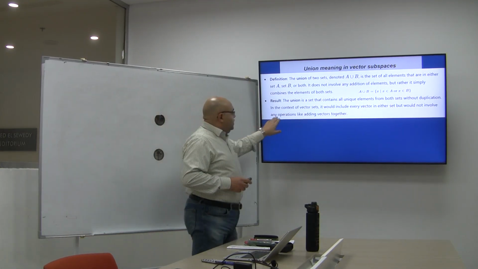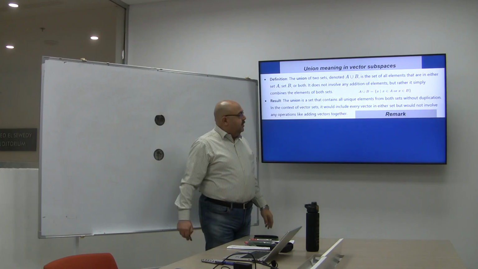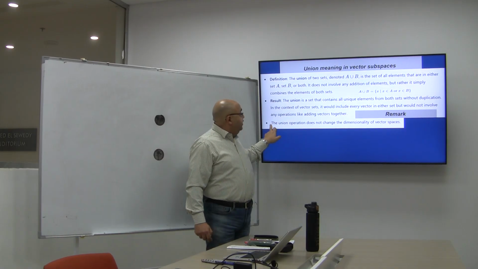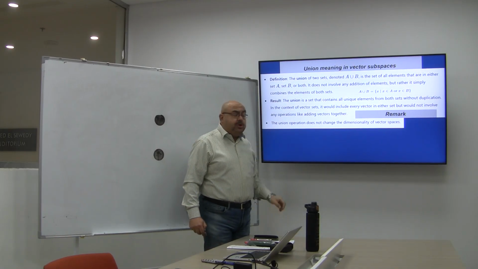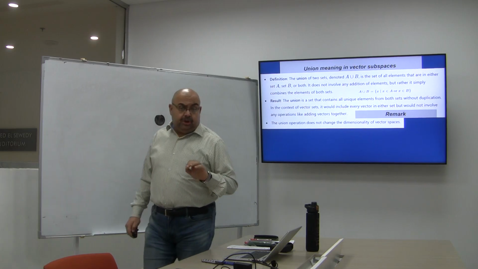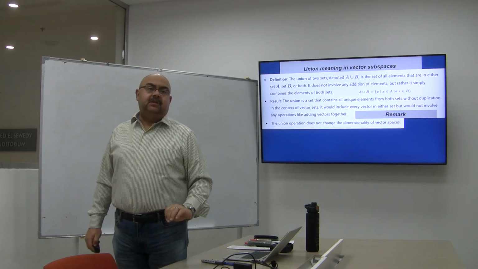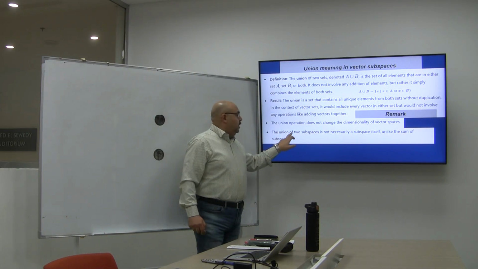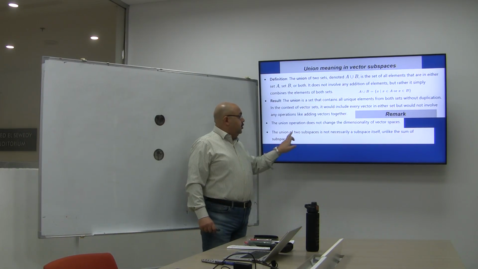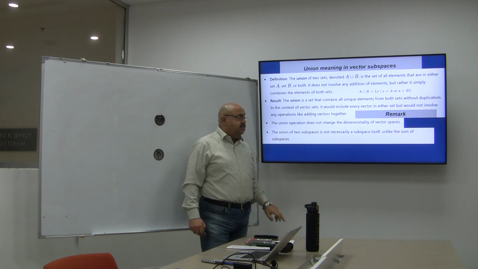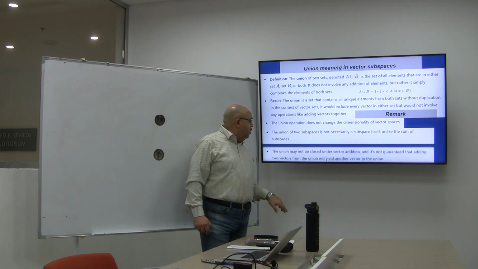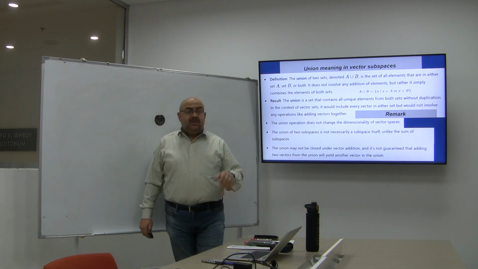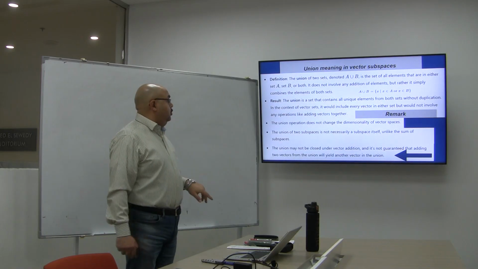In the context of vector sets, it would include every vector in either, but wouldn't involve any operations like adding together. The union operation doesn't change the dimension of your vector space. It's not like the addition, which may change it. The union of two subspaces is not necessarily a subspace by itself. Unlike the sum of spaces, the union may not be closed under vector addition. And this is very clear from an example I will show you.